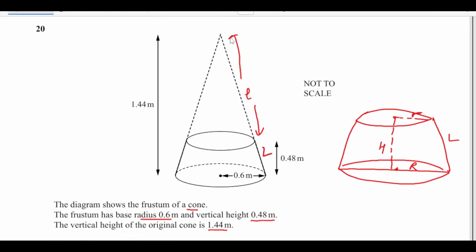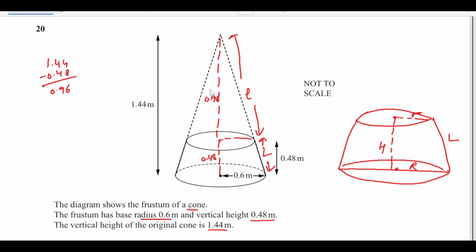Okay, this is the L that I have taken from there. So this is 1.44 and this is 1.48. From here it is 0.48. So if we take out this 1.44 minus 0.48, it is 0.96. So this is from here to here, this one is 0.96, right?